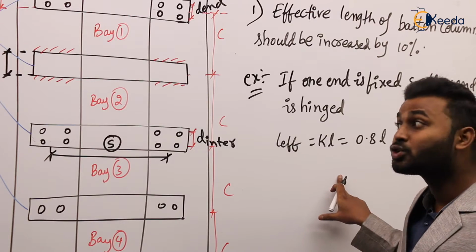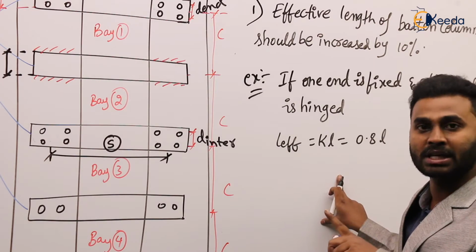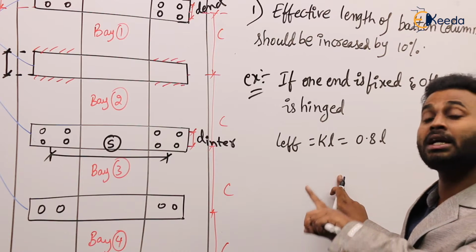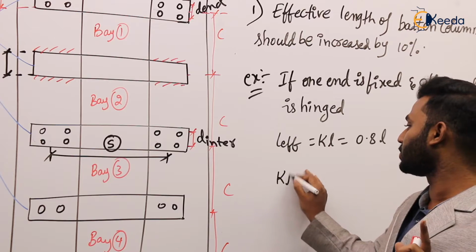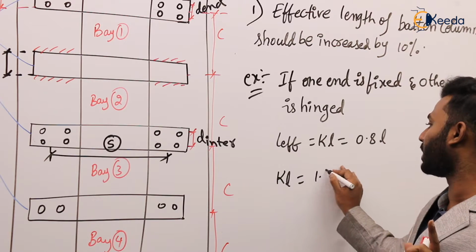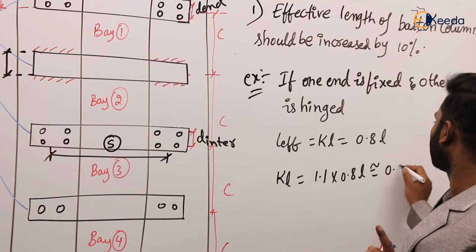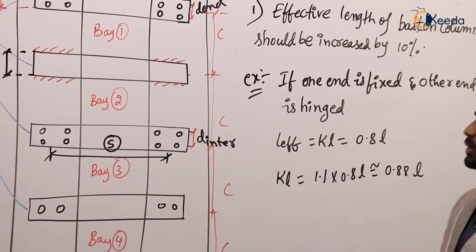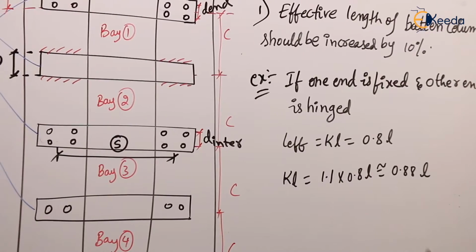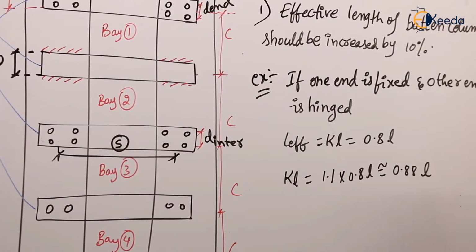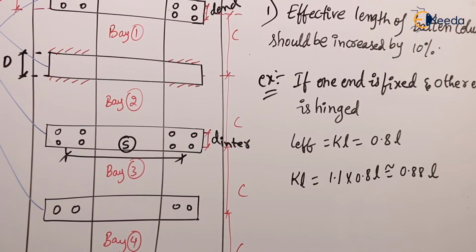But if we use two channels as a column and those two channels are connected by battens, then L effective in that case, we should increase it by 10%, which means we have to multiply 1.1 into 0.8 L. So finally it comes out to be 0.88 L. So that is L effective. Agree? So this is the provision. Next. Okay, the next.